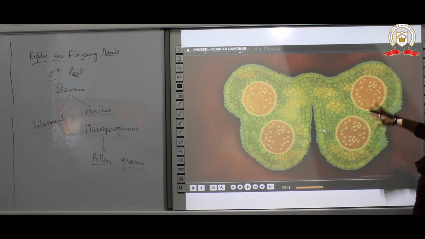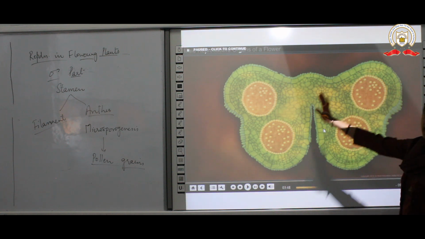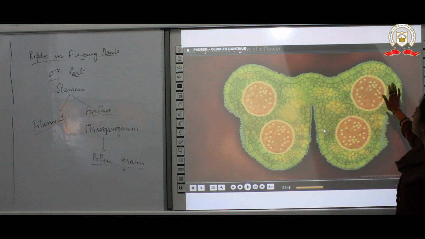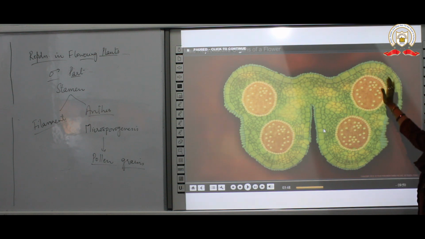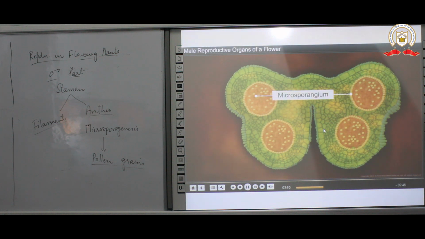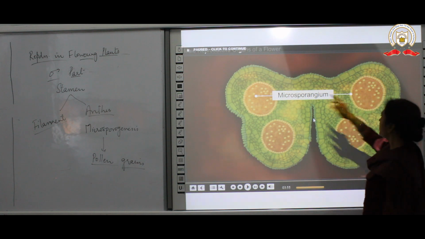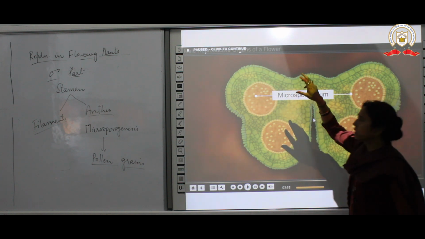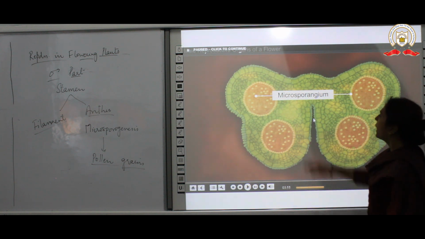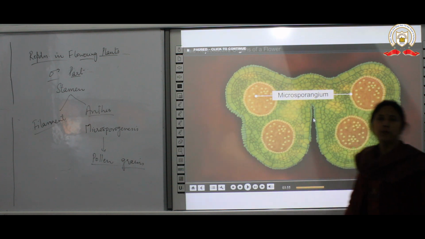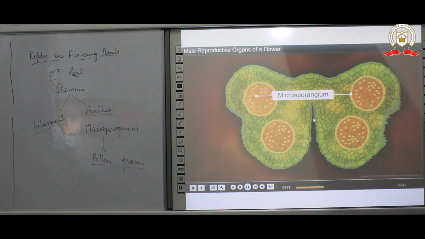Now, if we take the enlarged view, a sectional enlarged view of the anther, we will find various layers that are protecting, and a specialized region where the formation of pollen grains will take place. This is the microsporangium, a sac-like structure which is nearly circular in outline. Now, you can see that all the four sides have small circular structures called microsporangium. These are the structures where the meiocytes from the sporogenous tissue are present, and they will undergo meiosis, or microsporogenesis, to form the pollen grains.